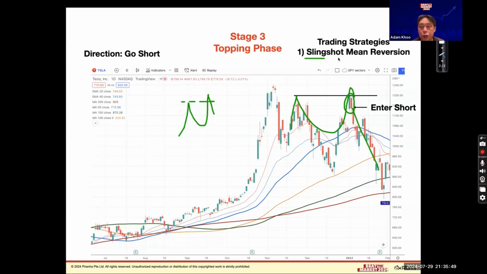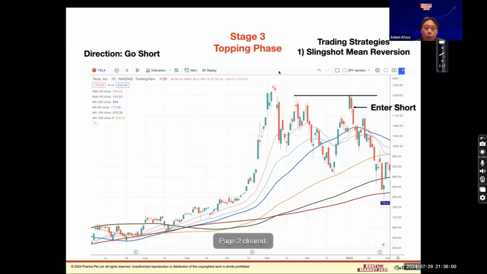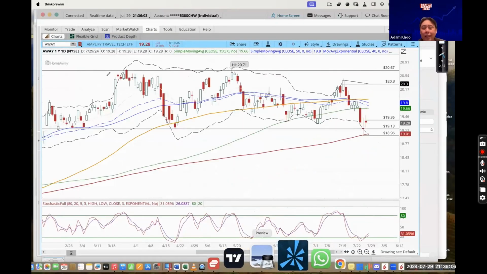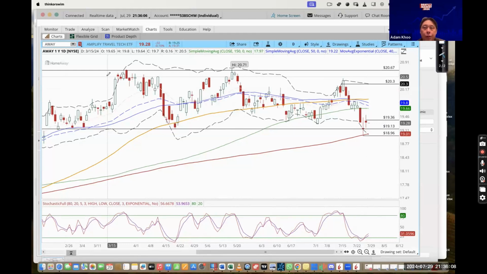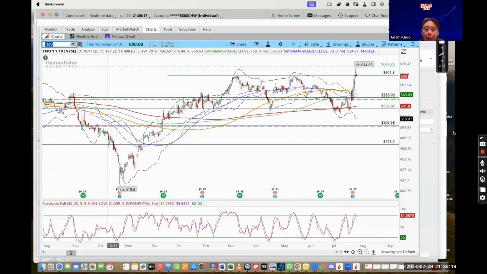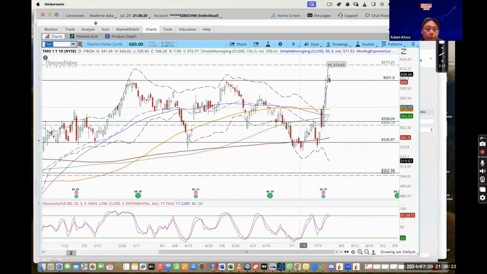And I like to use a slingshot mean reversion, which means I like to get confirmation from the Bollinger Bands and the stochastics. So I'll give you an example right now. But this is not really a topping phase stage 3. This is actually more of a stage 1 resistance, right? Which is Thermo Fisher, this stock. So look at this stock. This is more like a stage 1 resistance play, right?